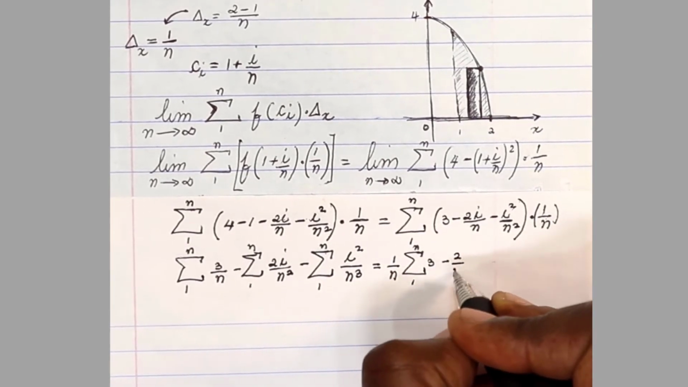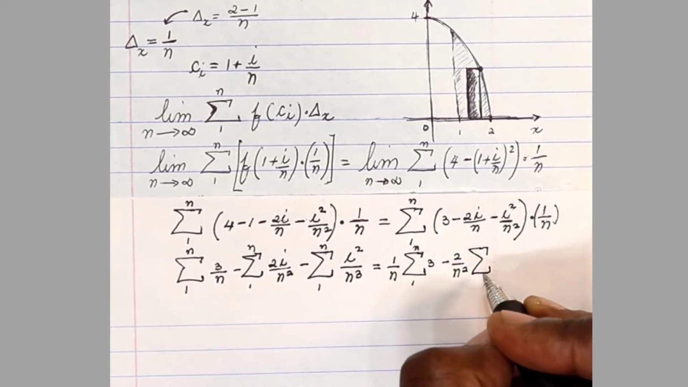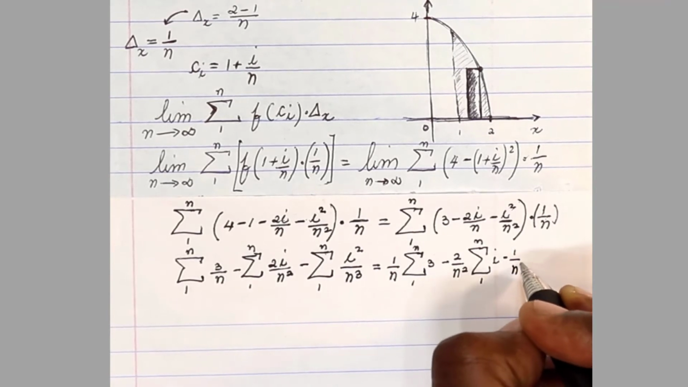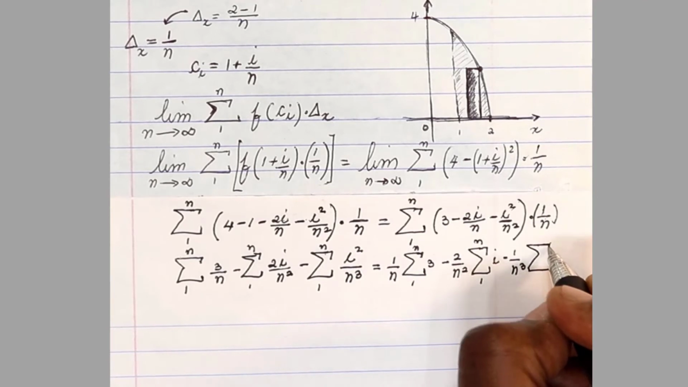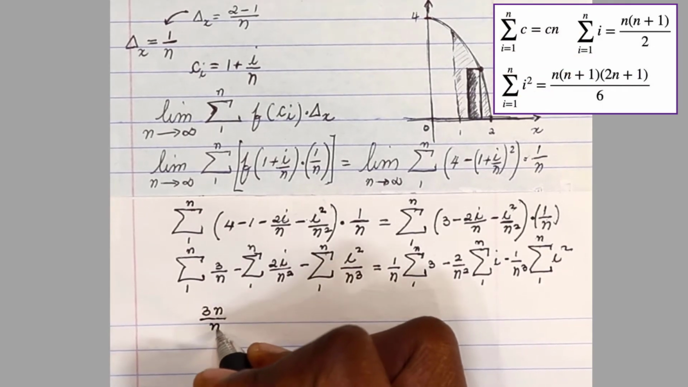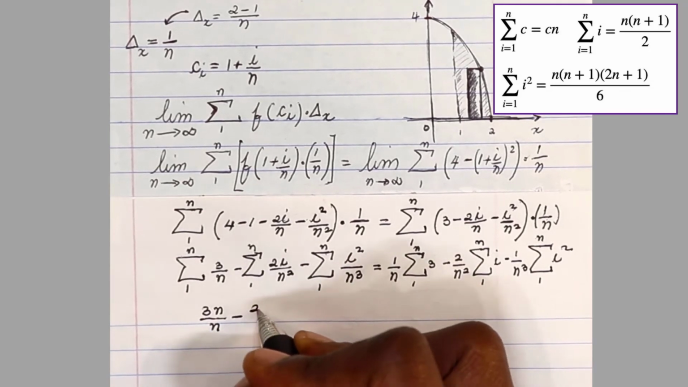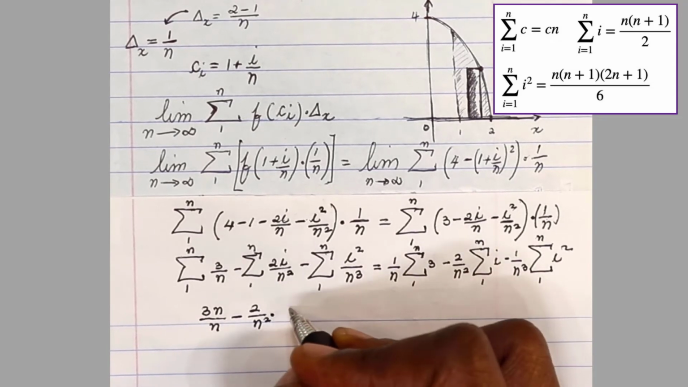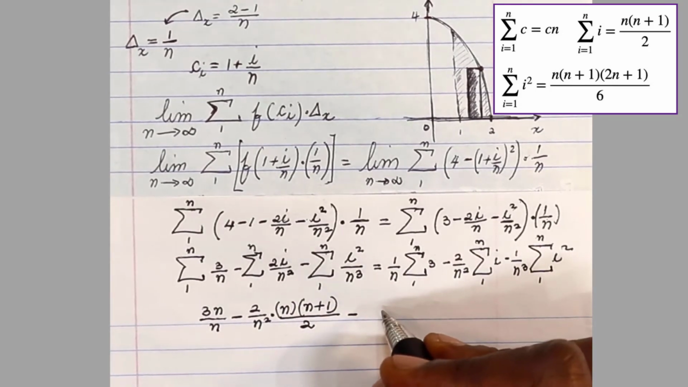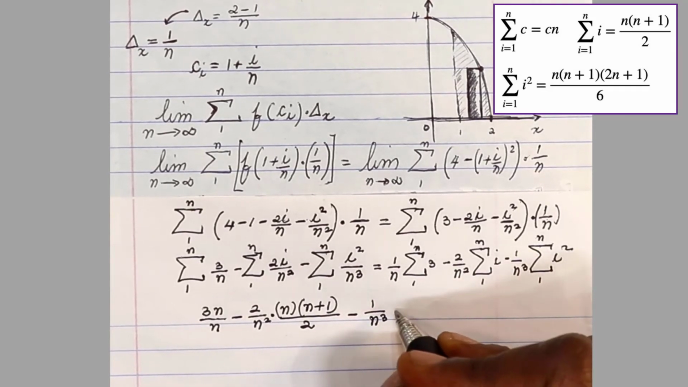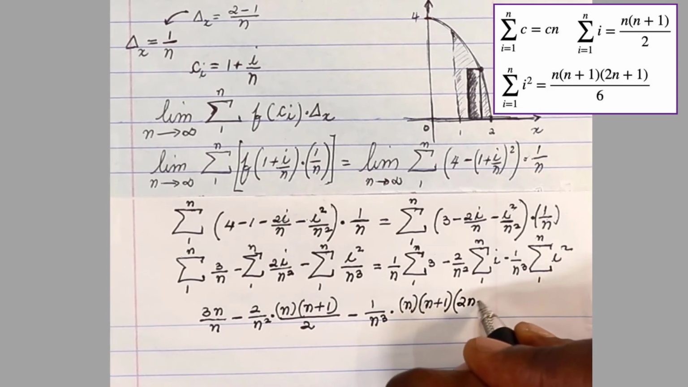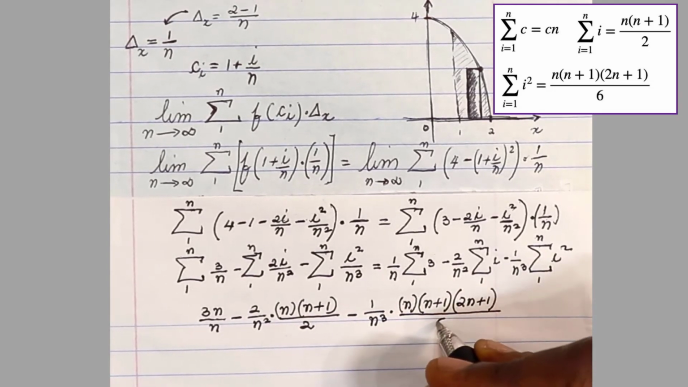So it's 1 over n times the sum of 3, negative 2 over n squared times the sum of i, minus 1 over n cubed times the sum from 1 to n of i squared. The sum of c is cn, so it's going to be 3n over n. The sum of i will be, according to the formula, n times (n plus 1) over 2, minus 1 over n cubed. And the sum of i squared is n times (n plus 1) times (2n plus 1) over 6.